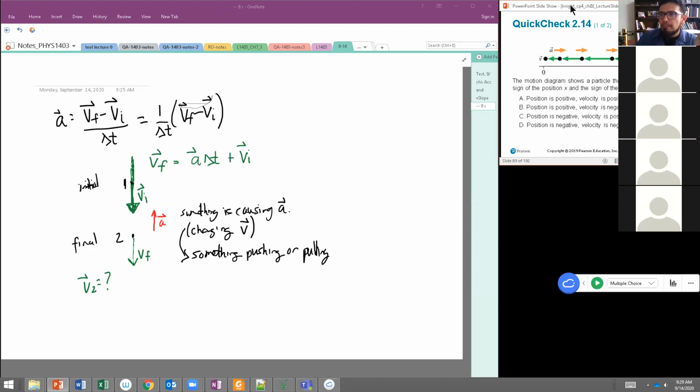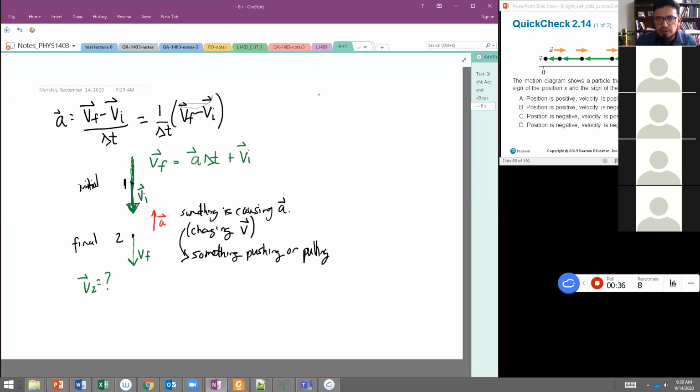So let's look at this just to make sure that we all remember how to read motion diagrams. In this problem, they're showing you velocity vectors in green and the acceleration vectors in orange. And all of this is superimposed on a number line. It says here, the motion diagram shows a particle that is slowing down. The sign of the position X and the velocity V are, and then you get to choose. First they're asking about position, and then they're asking about velocity.